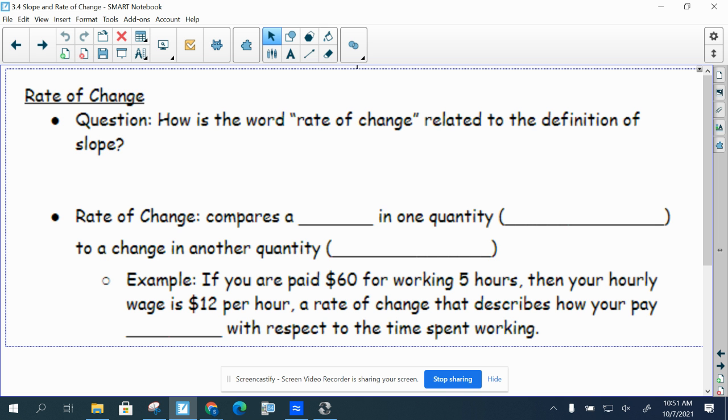So it says, how is the word rate of change related to slope? We did slope yesterday. We're going to talk about rate of change today, and using slope.